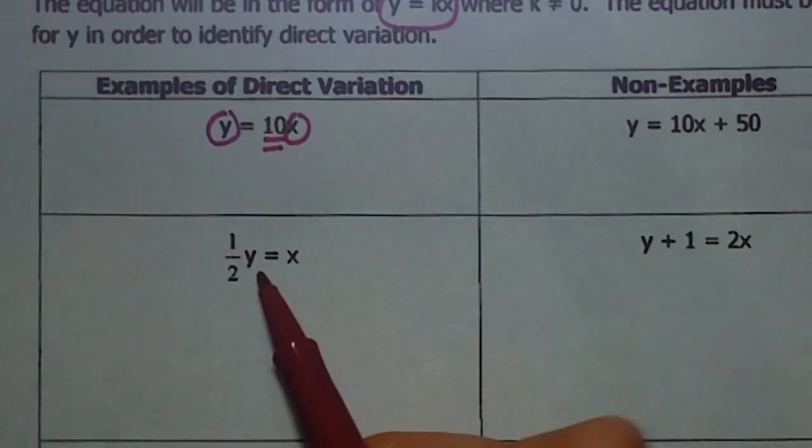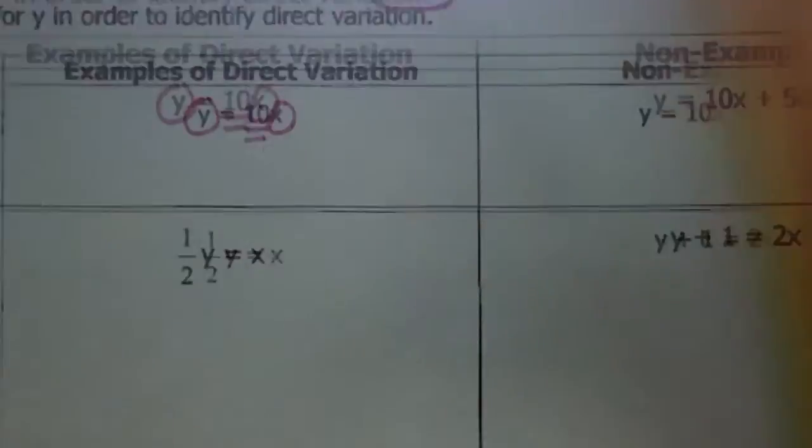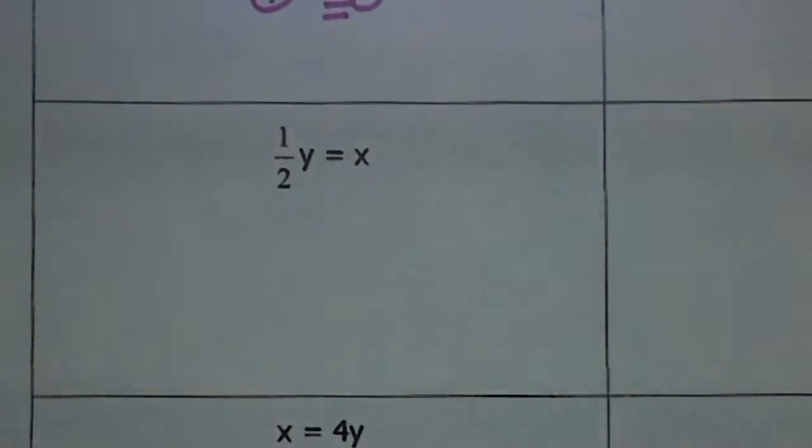Now this is also an example, and you might be thinking, but y is not by itself. Well, once you get y by itself, and how do you get rid of a fraction when it's being multiplied by a letter?